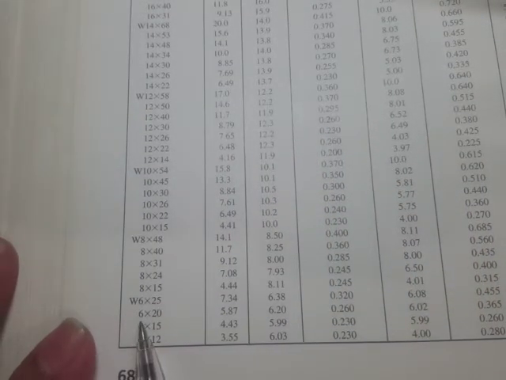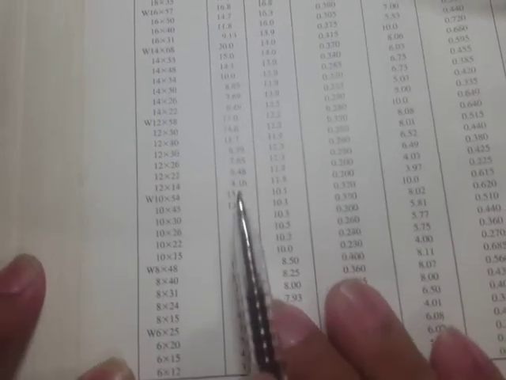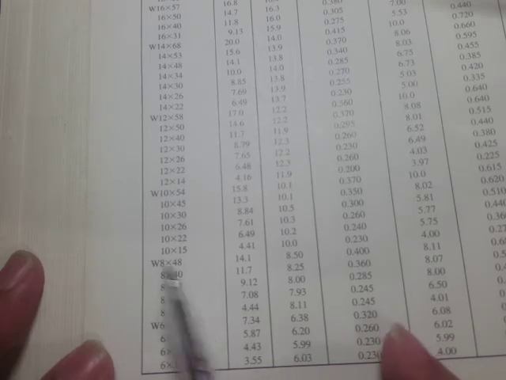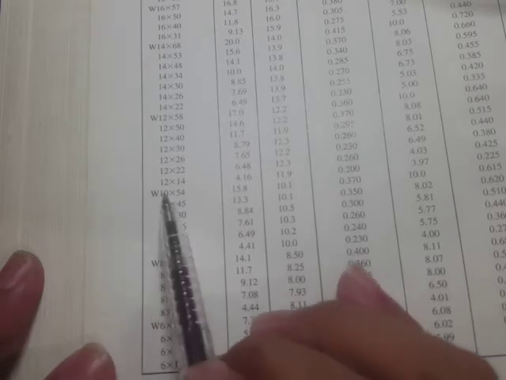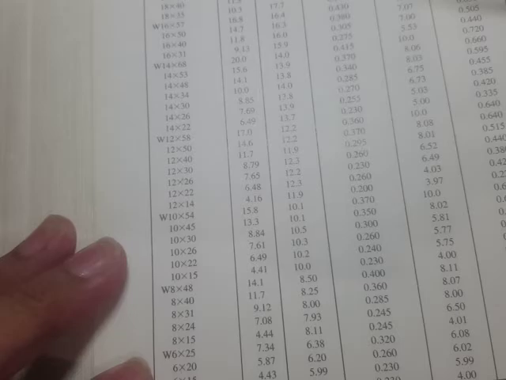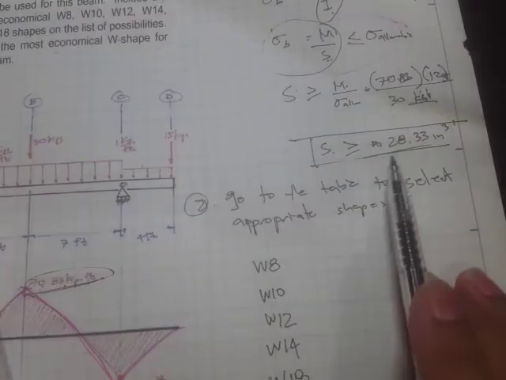So right here we have W6, and here is the W8. So we are going to select a section. Which W8 section right here, because there's also a lot that's listed here. I think there's 5 listed under W8, there's 5 in W10, and in W12 there's much more. So we are going to select the section modulus, and the section modulus must be higher than 28.33.